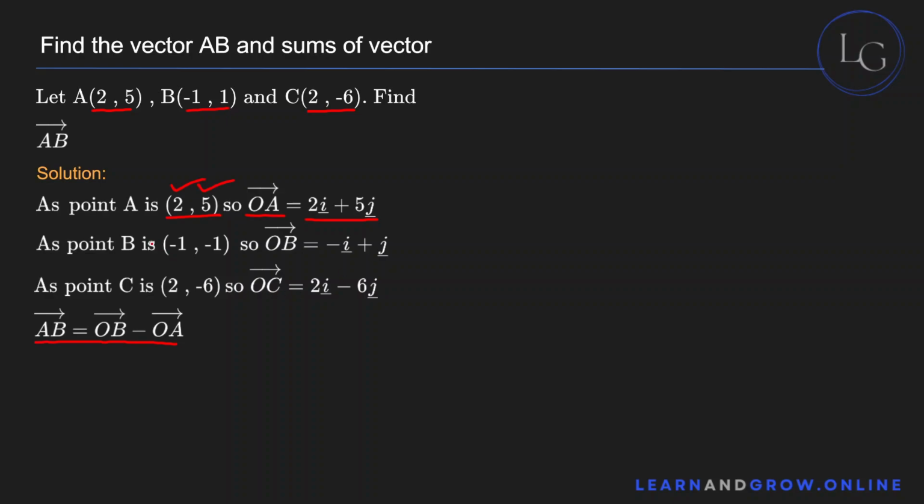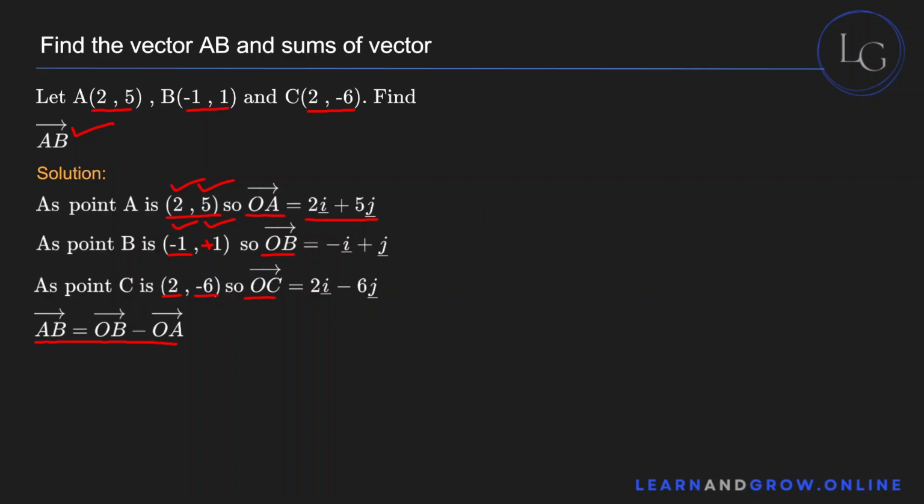Now, the point B is at -1 and +1, right? So obviously its position vector OB will be -i plus j, because it's at -1 on x and +1 on y. And the point C is at (2, -6), so OC is obviously 2i minus 6j. Now it says that we have to find AB, right? So AB is equal to OB minus OA, and you can verify this by using the triangle method of vector addition.